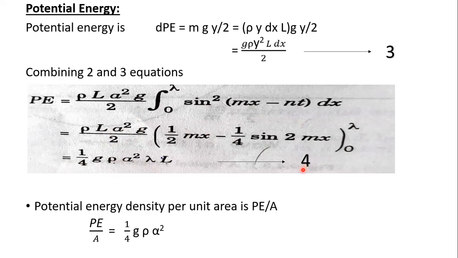Okay, so finally we can write that the potential energy density per unit area, that is PE per unit area A, is equal to 1 by 4 g rho a square. We know that A is equal to lambda L, so in place of lambda L, I can put capital A. If I shift the capital A to the left side, it becomes the denominator, so PE by A is equal to the remaining term, 1 by 4 g rho a square.